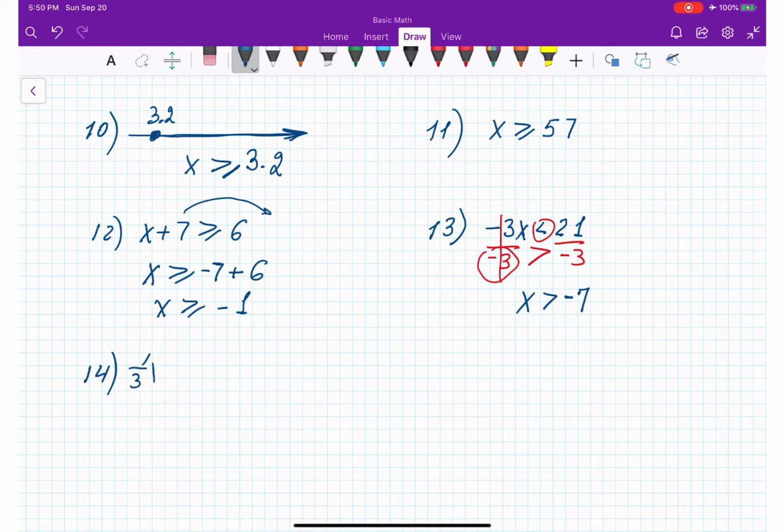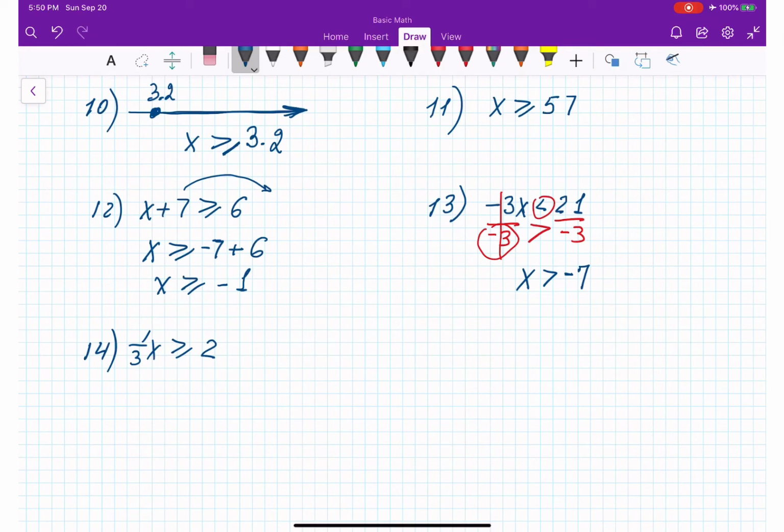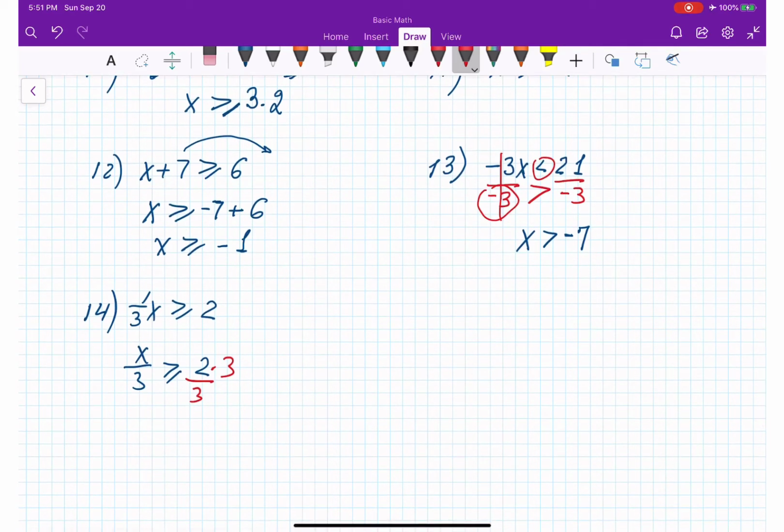Okay, question number 14. One third of x greater equal 2. Okay, so we can write x over 3 greater equal 2. We can bring it to a common denominator, which means here divide by 3, here multiply by 3, right? Okay, and once I drop the 3 and 3, I'm getting x is greater equal 6. Okay. Question number 15.